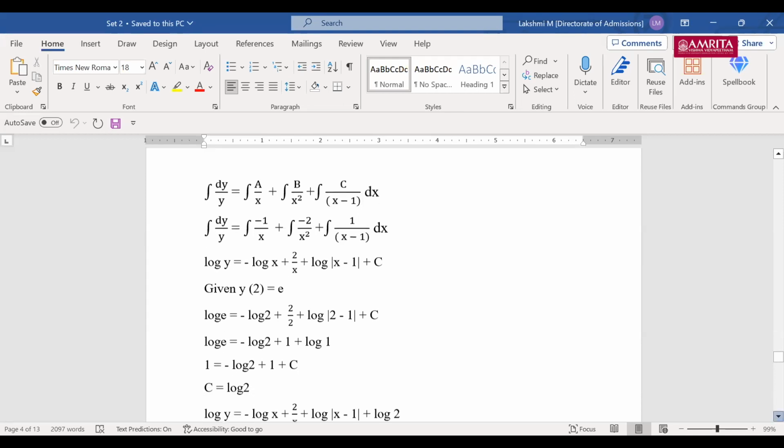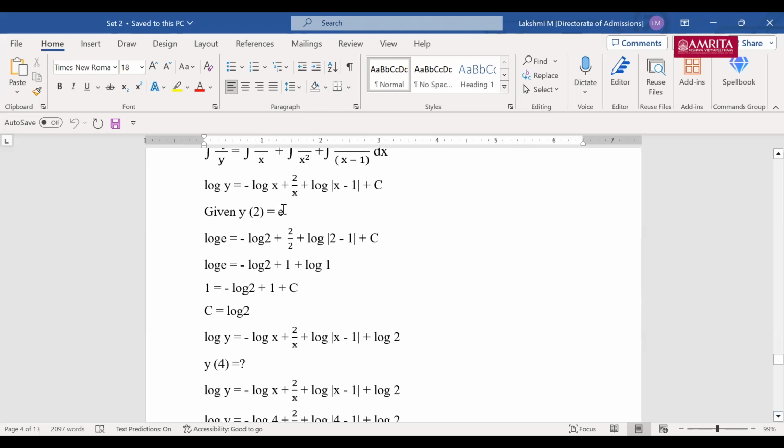Now in the question, they have clearly stated that y of 2 is equal to e. So you need to substitute y equal to e and x equal to 2. So what will it be? Log e is equal to minus log 2 plus 2 by 2 plus log of (2 minus 1) plus c. So you get log e is equal to minus log 2 plus 1 plus log 1. Now log e is 1. This 1 will go and you will get a value for c which is equal to log 2. Once you have the constant c, you can substitute it and work for y of 4, which is something that you need to find according to the question.